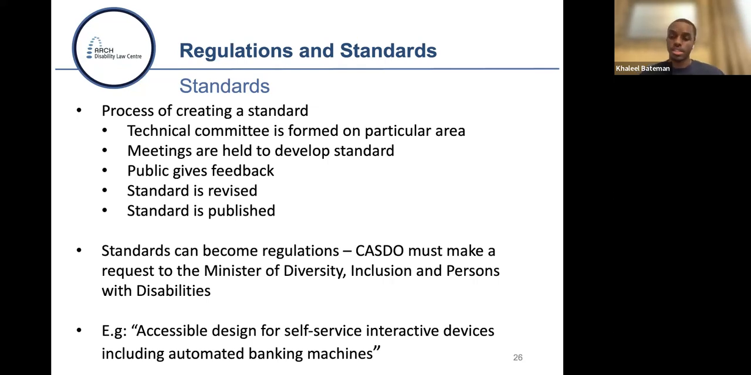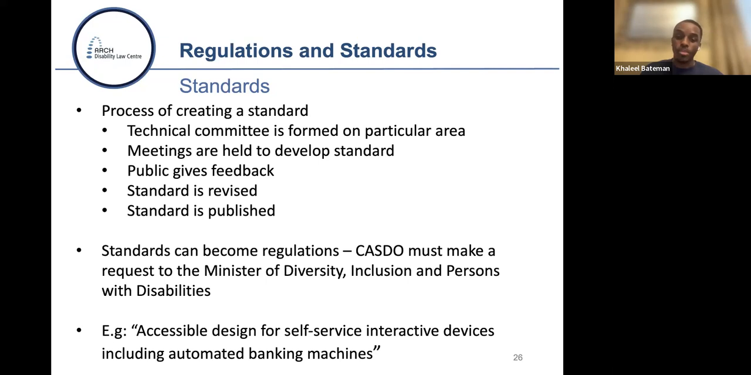Here we have listed the process for which standards are created by CASDO. They're as follows. A technical committee is formed for discussion about a particular area, such as employment. Meetings are held to develop an applicable standard. The public gives its feedback to the standard, and then it receives further revision. And then it is published. As I said before, standards are guidelines and are not compulsory. However, they do have the potential to turn into regulations in the event that CASDO asks the government to. More specifically, asking the Minister of Diversity, Inclusion, and Persons with Disabilities.